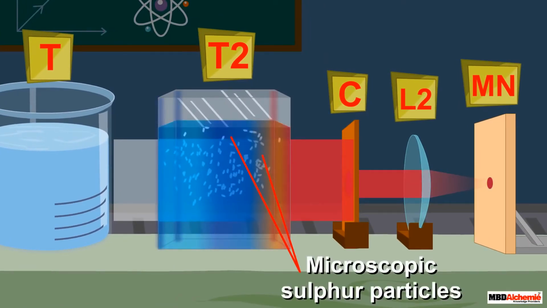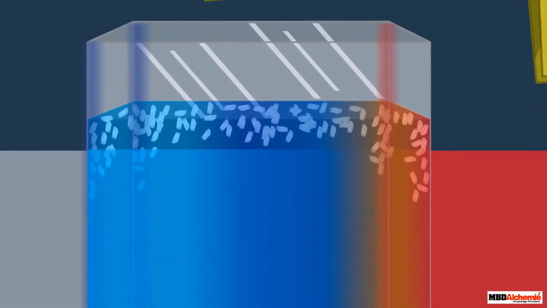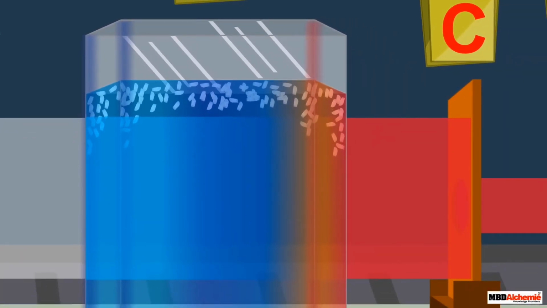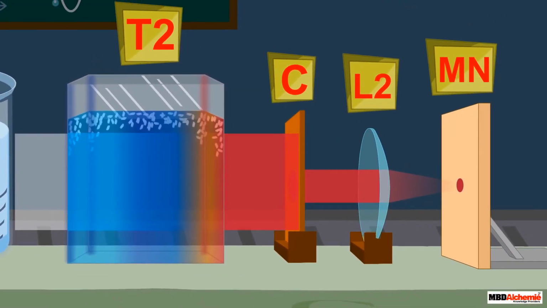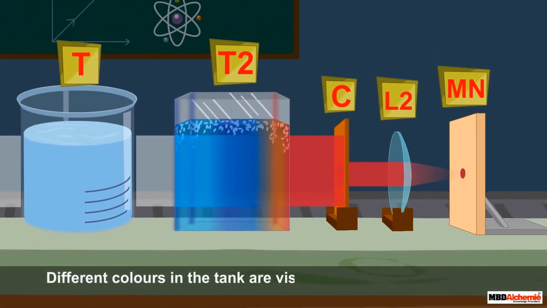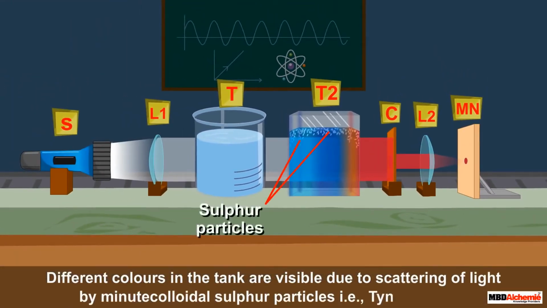As the sulfur particles begin to form, you can observe blue light from 3 sides of the glass tank. When viewed from the 4th side of the glass tank, facing the circular hole, at first an orange-red color and then a bright crimson-red color are observed on the screen. This happens due to the scattering of light by minute colloidal sulfur particles, that is, the Tyndall effect.